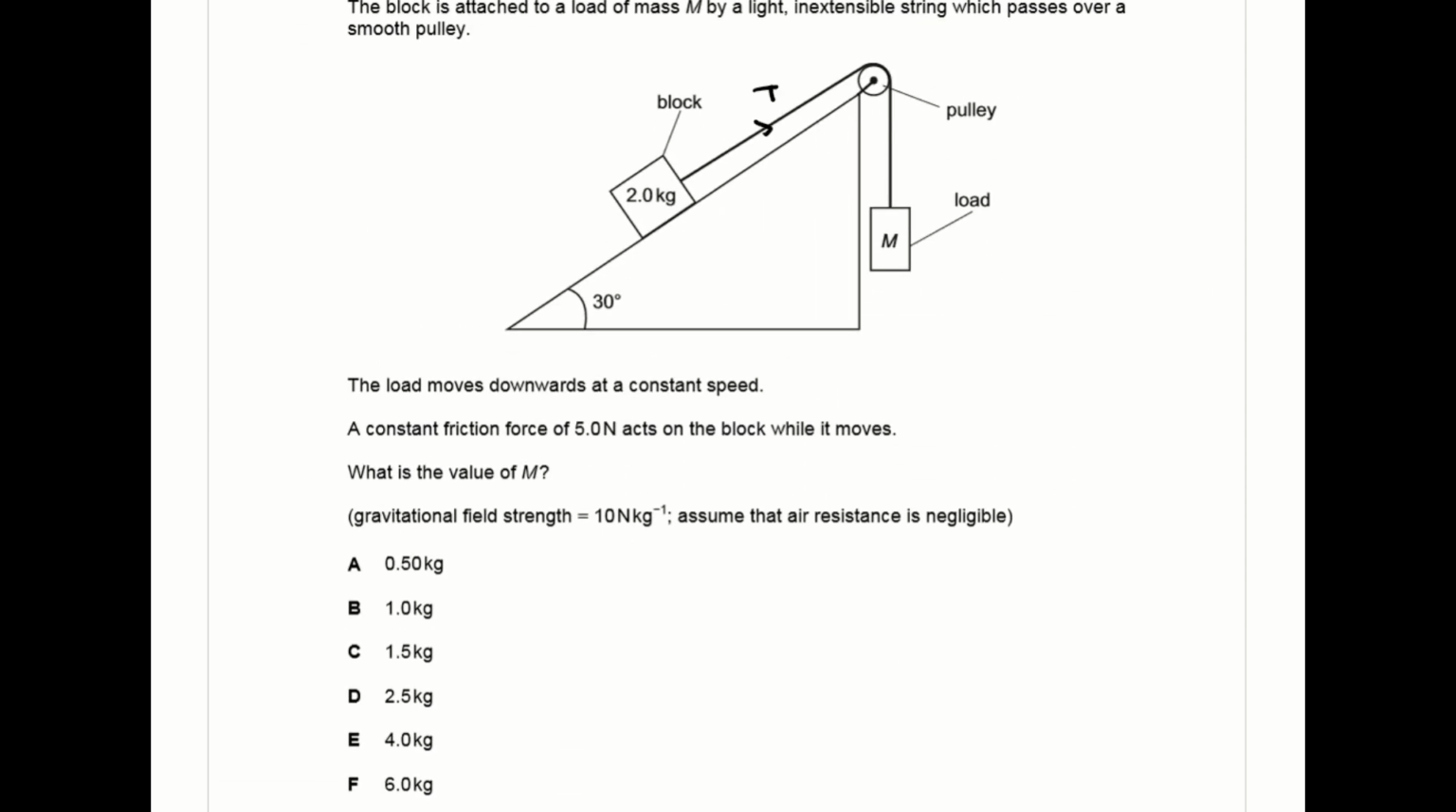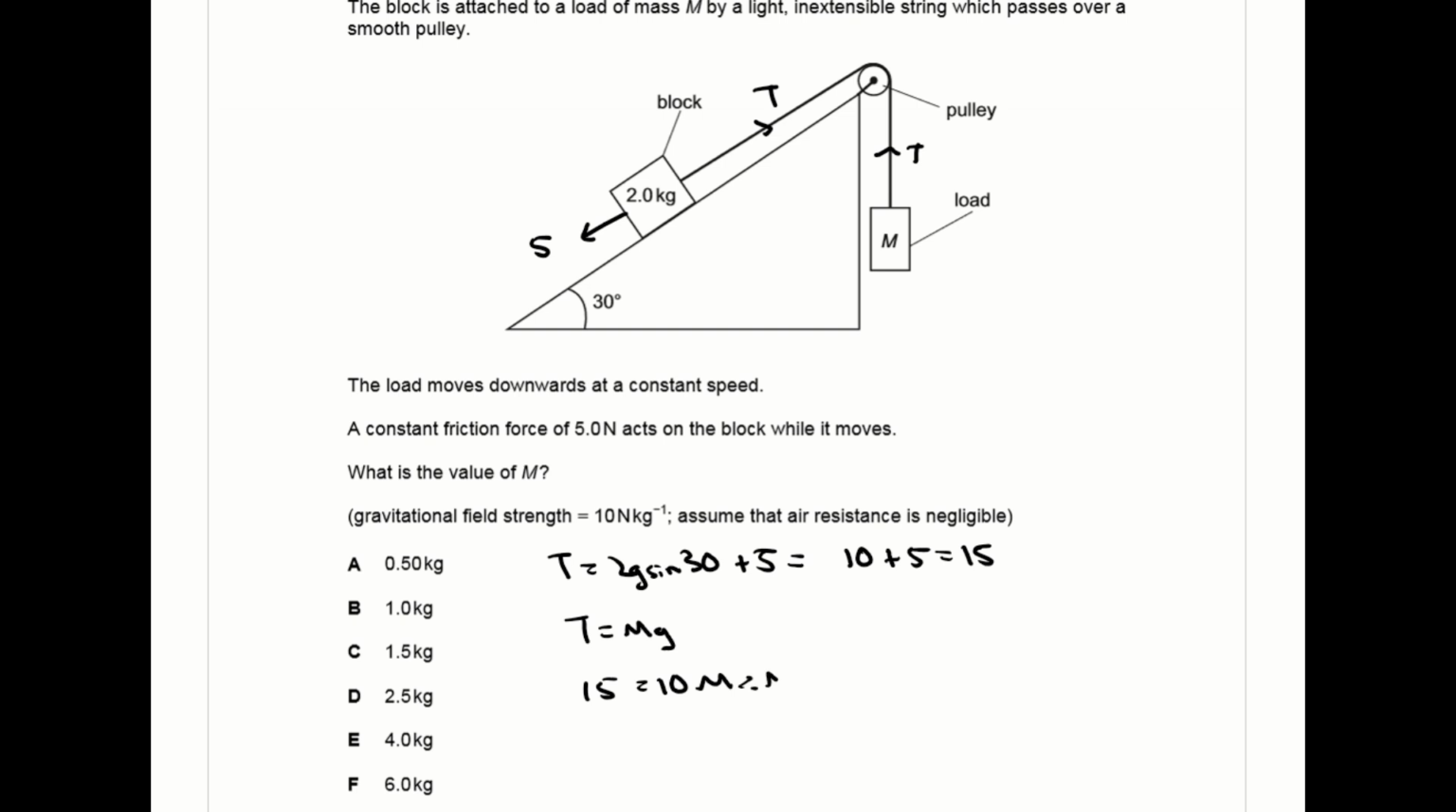Question 3 is a pretty straightforward pulley question. You're told that the load moves downwards at a constant speed, which means that the block must also move at a constant speed, which means that the resultant force acting on the block is 0. You can then resolve forces on the block parallel to the slope. So tension is equal to 5 plus the component of the block's weight acting down the slope, which is equal to 2g sine 30. So tension is 15.